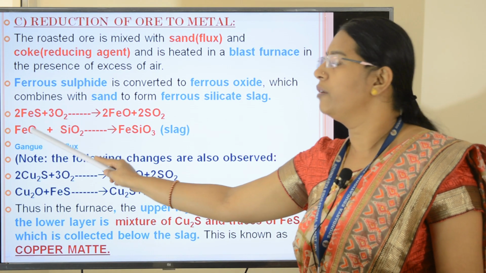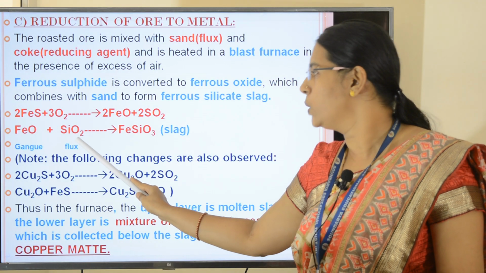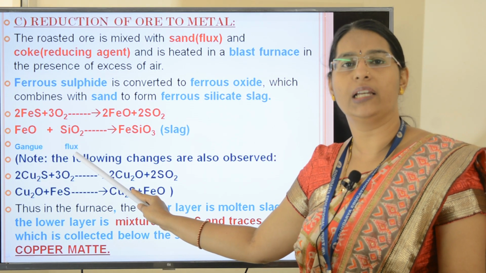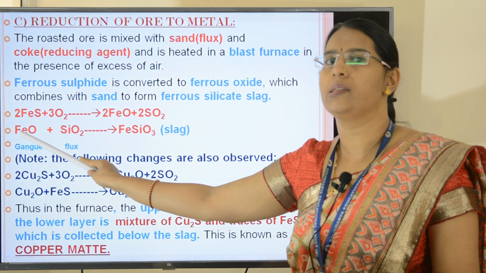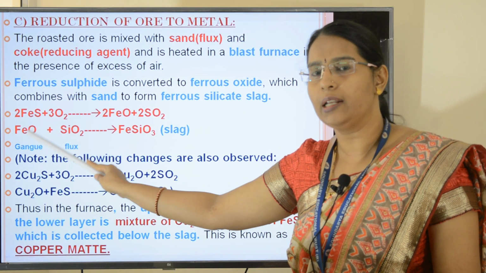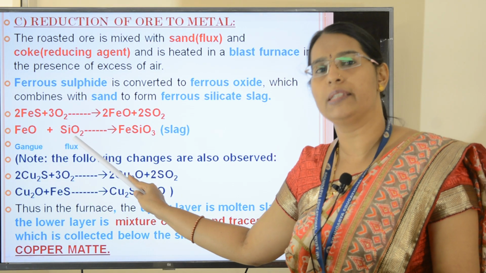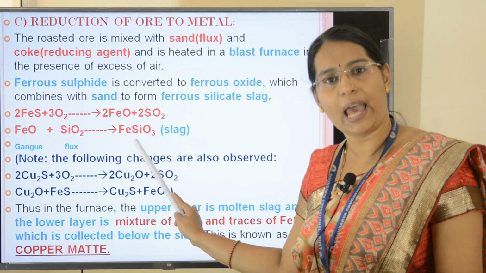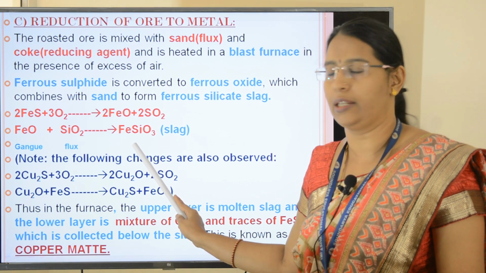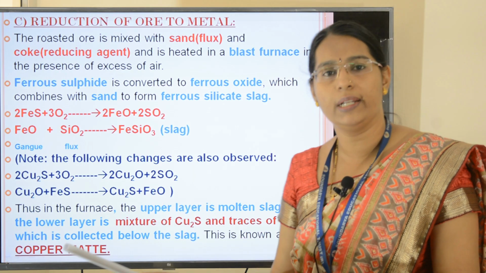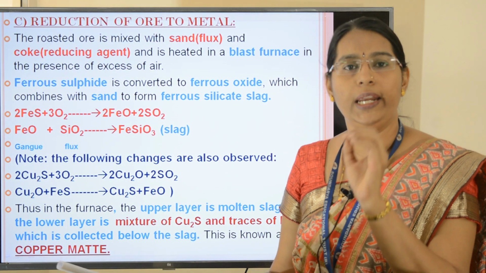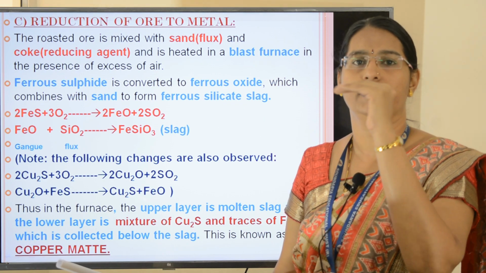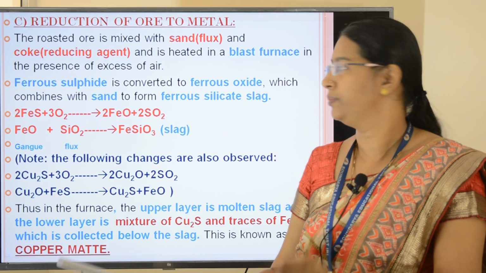Next step, the ferrous oxide combines with the silica or sand, which acts as the acidic flux. Ferrous oxide is the basic gangue impurity that combines with the acidic flux silica to form ferrous silicate slag. Here the slag formed is this ferrous silicate, and this is in the molten state and it is lighter. As a result of that, it will form a separate layer in the blast furnace.